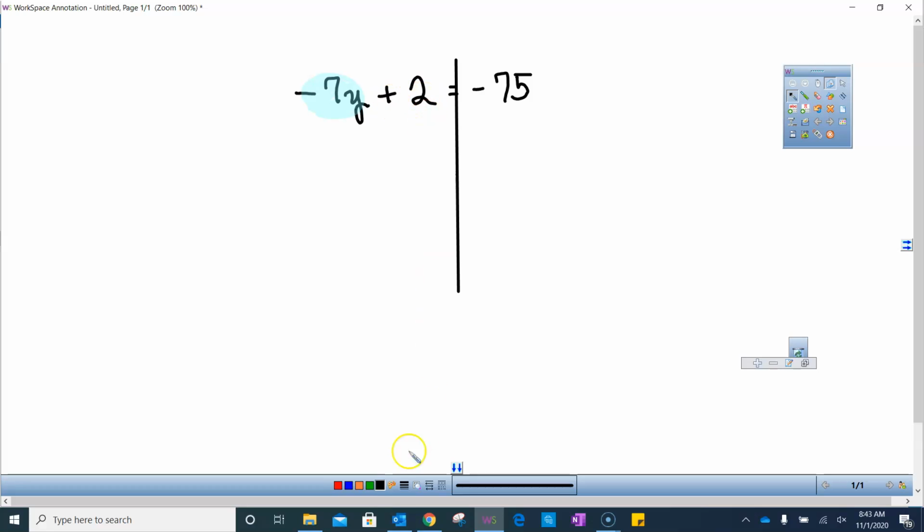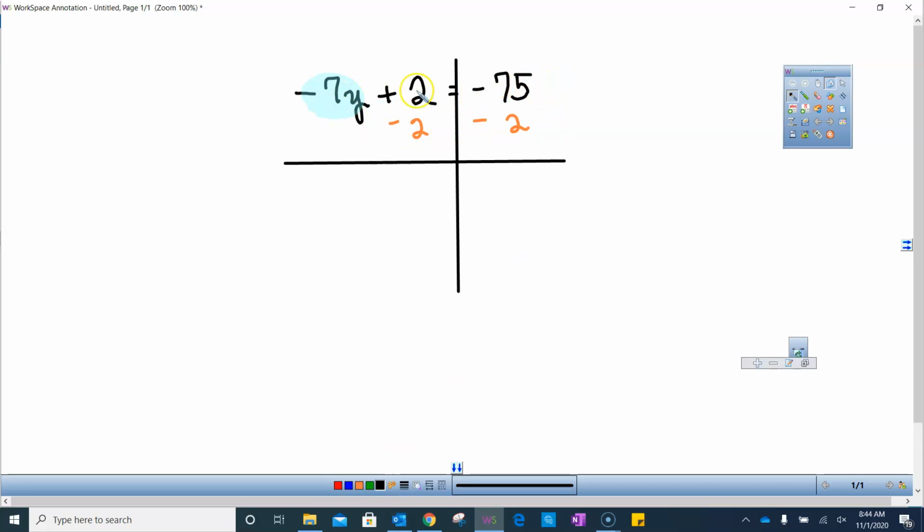And that means we've got to get rid of the plus 2. The opposite of adding 2 is subtracting 2. So I'm going to subtract 2 from both sides. I'm going to do the math, and I'm going to separate my work that I decided to do to isolate from my results. I put that line in.